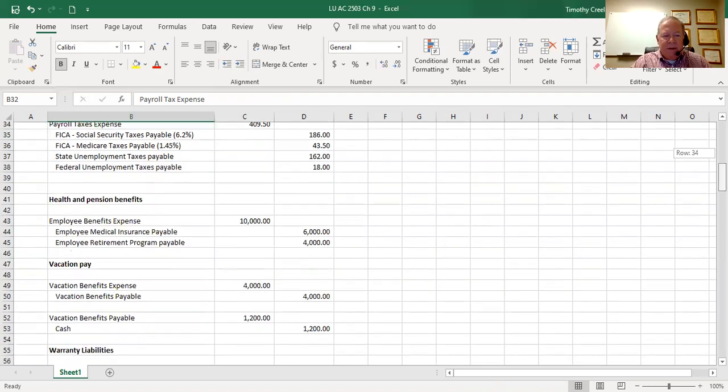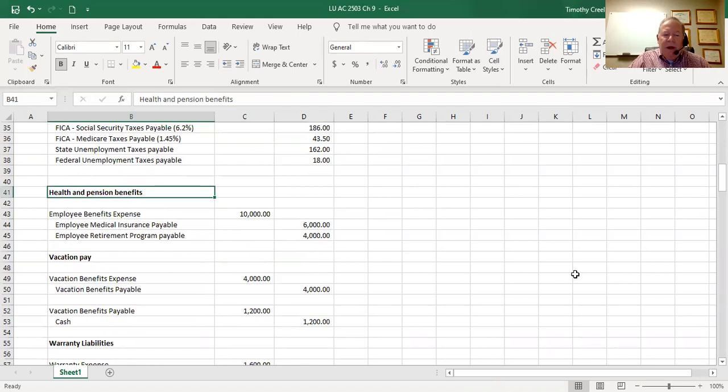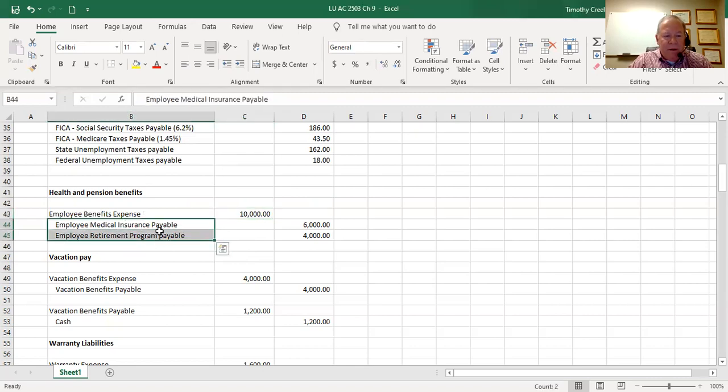Now, some other things here: health and pension benefits. Most companies pay the majority of their employees' health care benefits. So if a company is paying employee health care benefits, you would have a debit to employee benefits expense, and you would then have a credit to employee medical insurance payable and employee retirement program payable. So let's say that a company was paying 80% of their employees' medical premiums, then this account would be credited here.